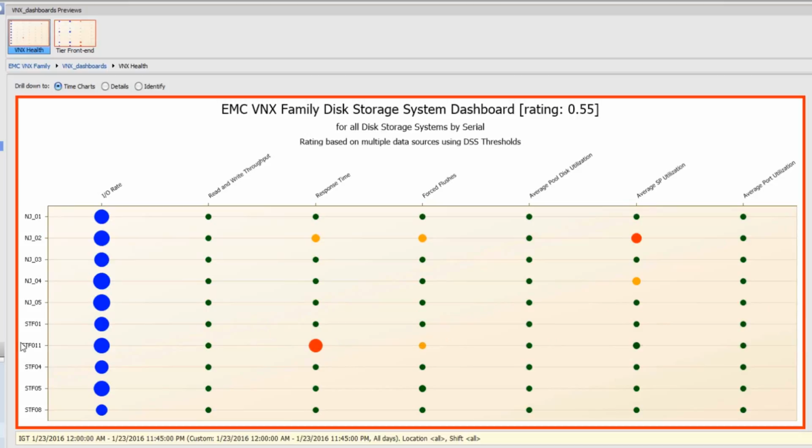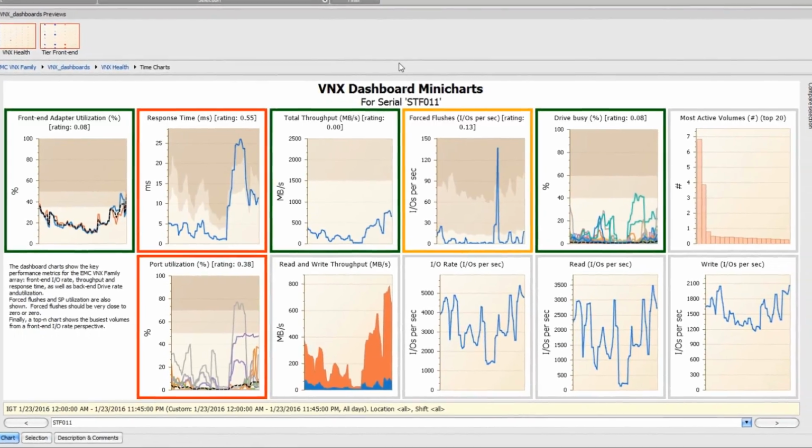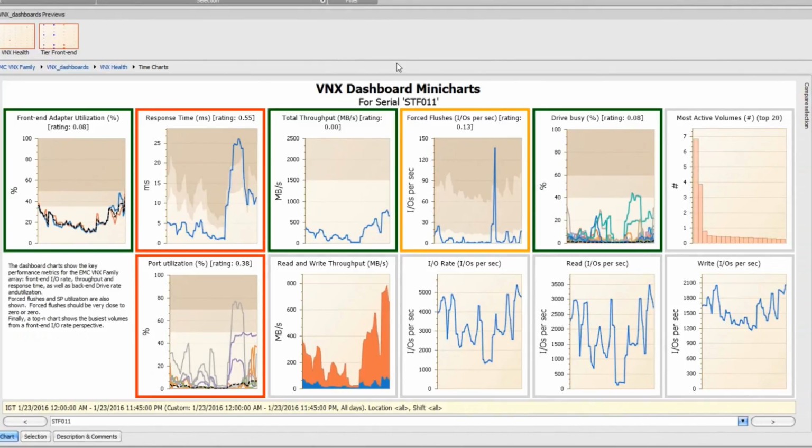So what I want to do here is drill down to the next level, which will show me the mini charts for this dashboard. All of those bubbles that were exposed on the previous chart are now blown up, and we see it at a more detailed level. If we look at these charts, a couple of charts really stand out quickly, and that's the response time chart and the port utilization chart.